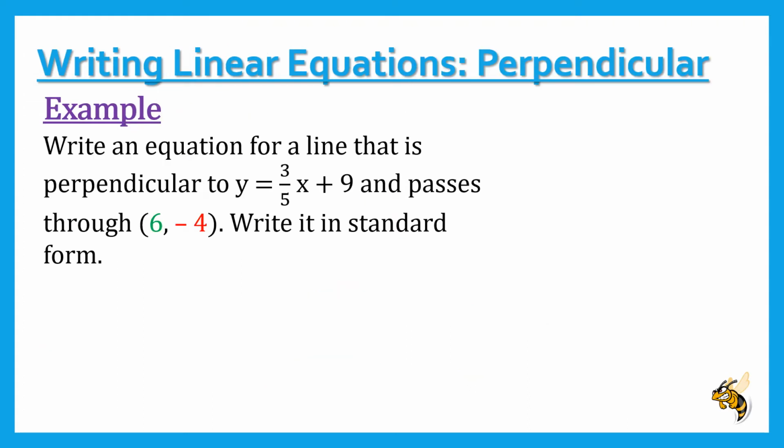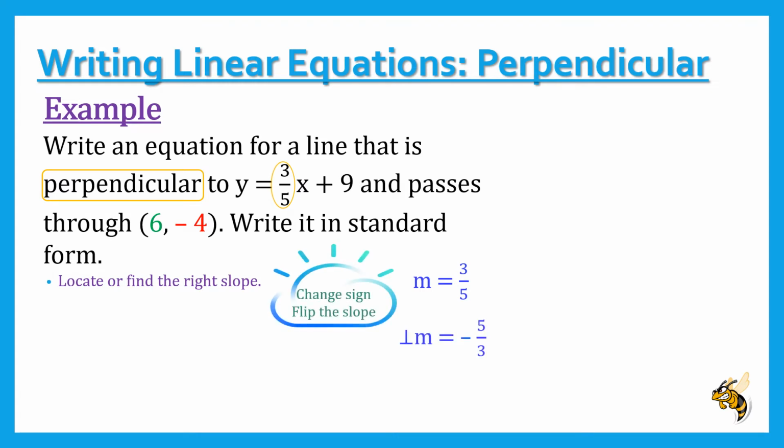Example, write an equation for a line that is perpendicular to y equals 3 over 5x plus 9 and passes through 6 comma negative 4. Write it in standard form. First, we need to locate or find the right slope. In this case, the slope that was given is 3 over 5. And since we're doing something that is perpendicular, we need to first change the sign, and we need to flip the fraction, the reciprocal. So now the perpendicular slope is equal to negative 5 over 3.